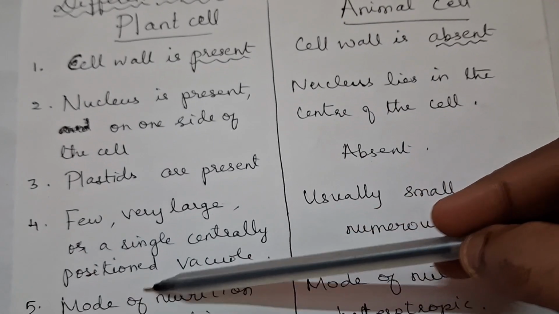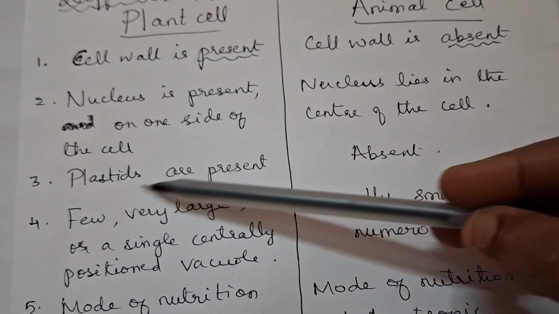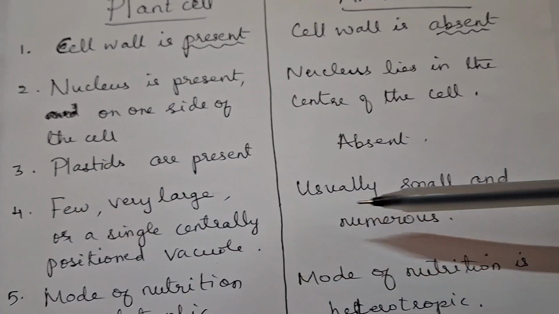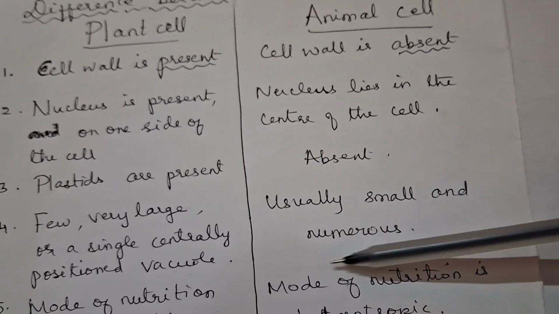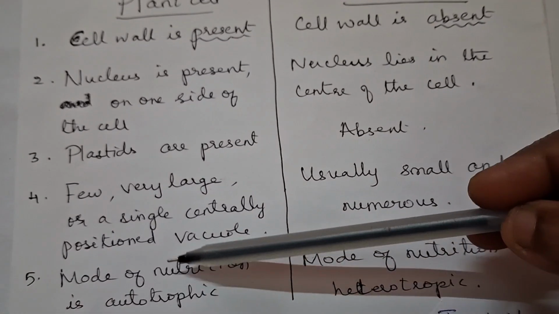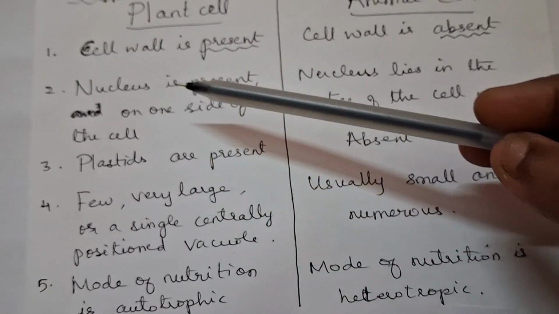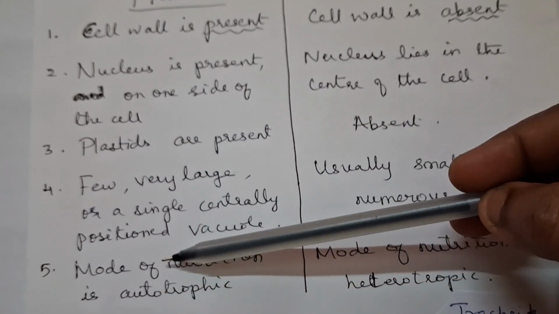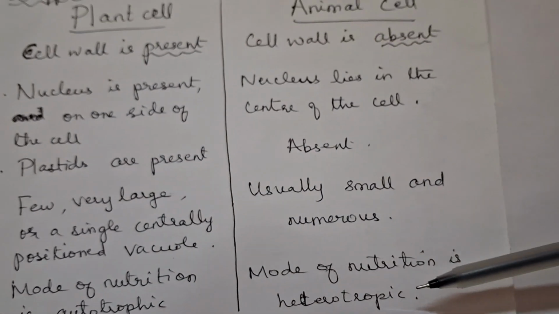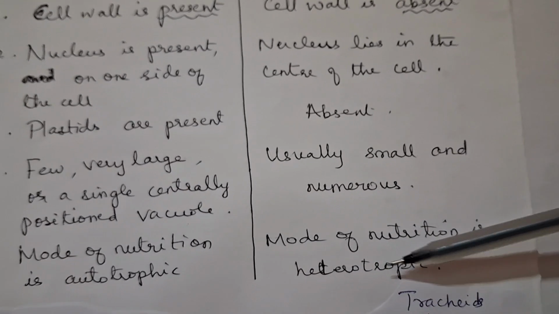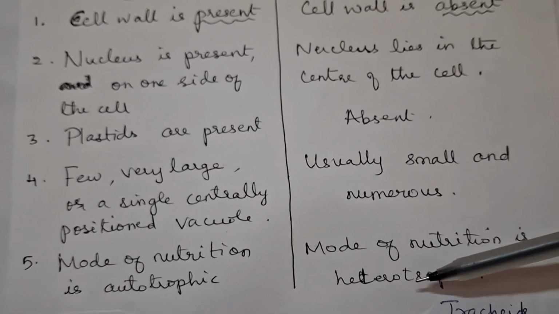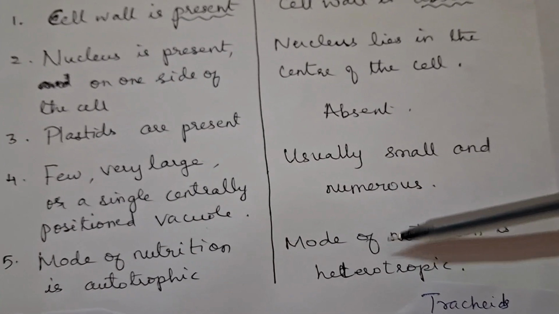In the plant cell, one big vacuole occupies the center of the cell. In the animal cell, vacuoles are very small and scattered all over; you find many of them. Here the mode of nutrition is autotrophic. In the plant cell they have chloroplasts and prepare their own food. In animals the mode of nutrition is heterotrophic. They depend on plants or other animals for food.